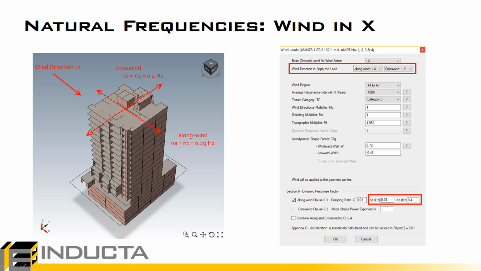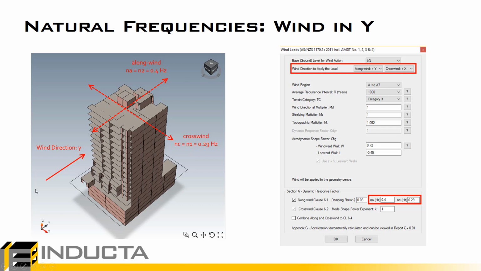So for the case that we have along wind in the X direction and crosswind in the perpendicular Y, we know that the first natural frequency was in the x direction, hence our along wind is in the x direction, so our NA value will be 0.29 Hertz. For the crosswind direction, crosswind is in the y, our second natural frequency was in the y, hence our NC value is equal to 0.4. So for this direction, we have NA equal to 0.29, NC equal to 0.4.